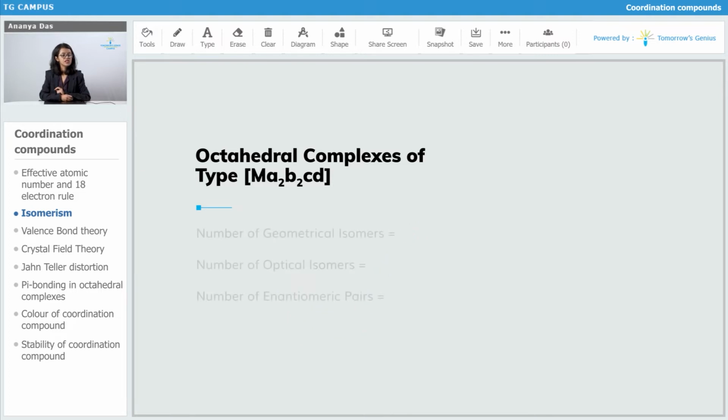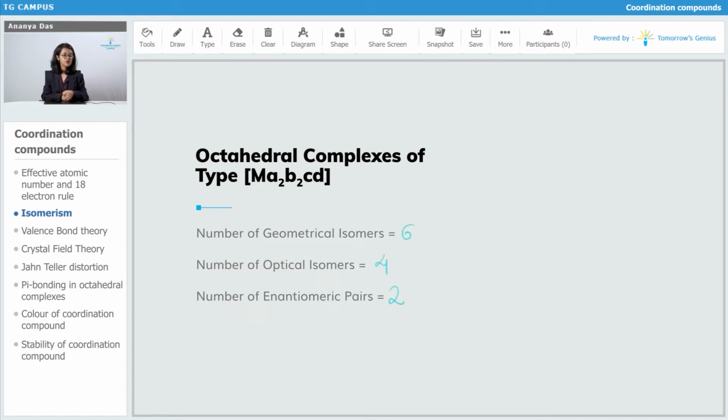Now next is the number of enantiomeric pairs. Let's fill in the details you already know. The number of geometrical isomers is 6, the number of optical isomers is 4. And I had told you that the number of enantiomeric pairs was the number of optical isomers divided by 2. So the number of enantiomeric pairs is 2.